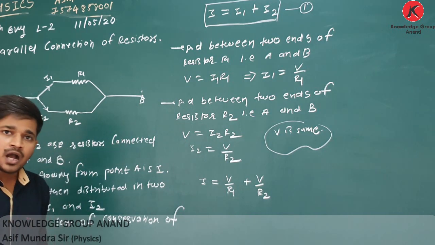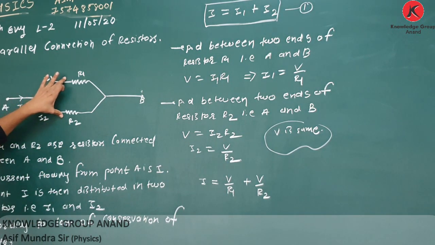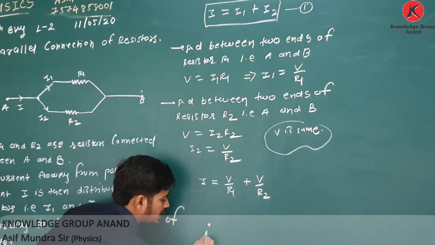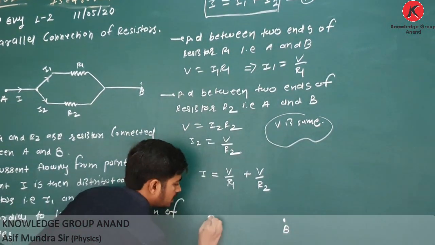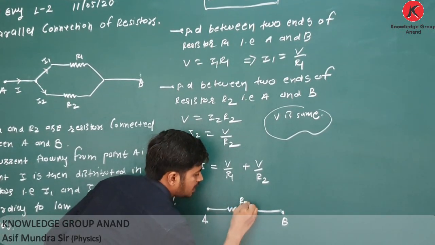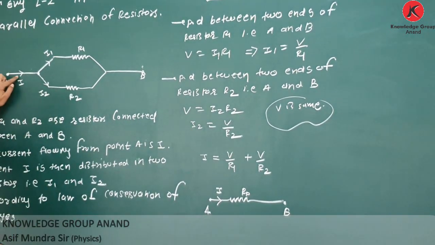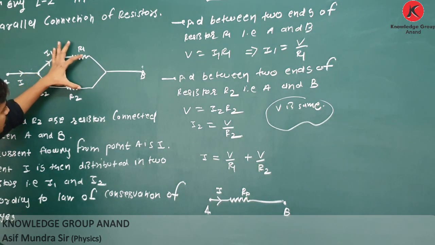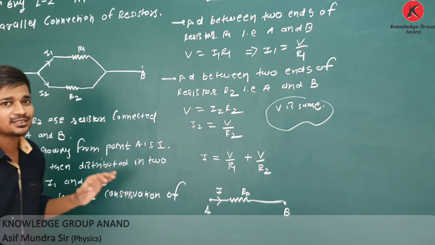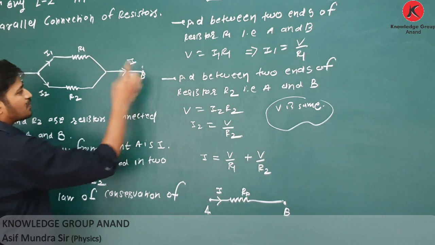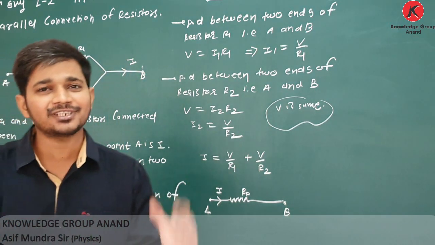Clear about this? Now again, these two resistors are connected between A and B in parallel connection, and we want to find the equivalent resistance, let it be RP. Current flowing from A is I. It is divided into these two branches, I1 and I2. At this point, they again recombine, and the current entering point B is again I. Yes, it is the law of conservation of charge.